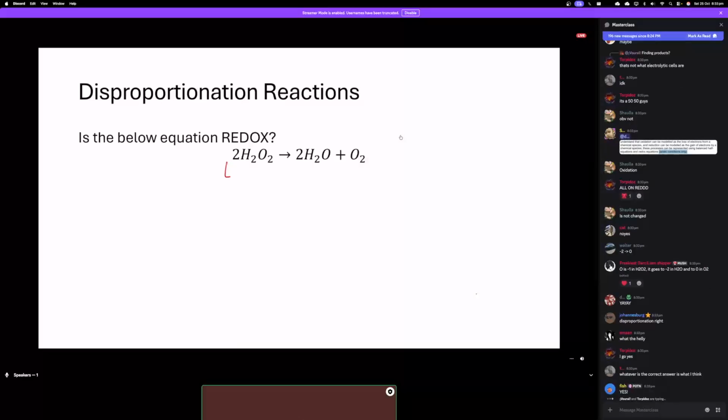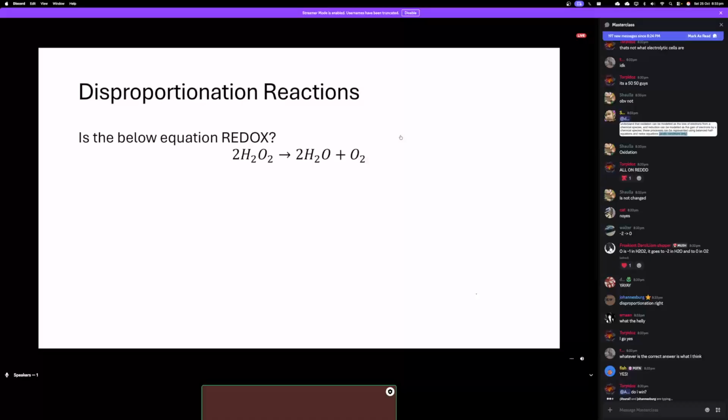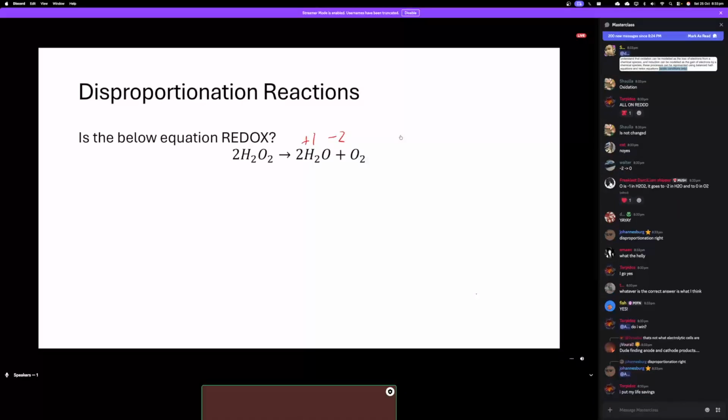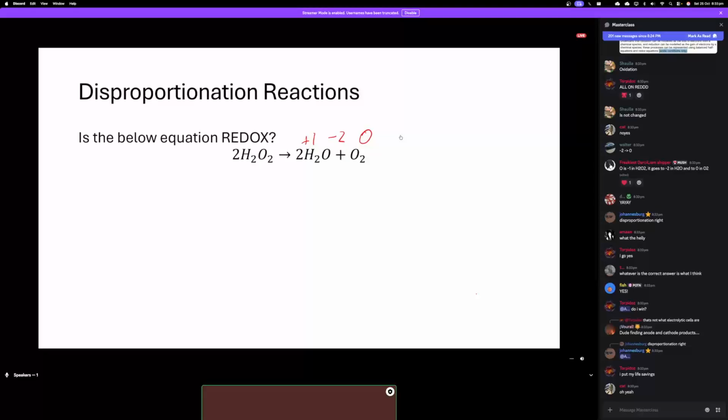This is hydrogen peroxide, and if you remember, hydrogen peroxide is a funny exception. On this side, H is +1, this is -2. This is 0. Here, oxygen is -1, and here hydrogen is still +1. God, it's on the top of the slide. Obviously, it's disproportionation.